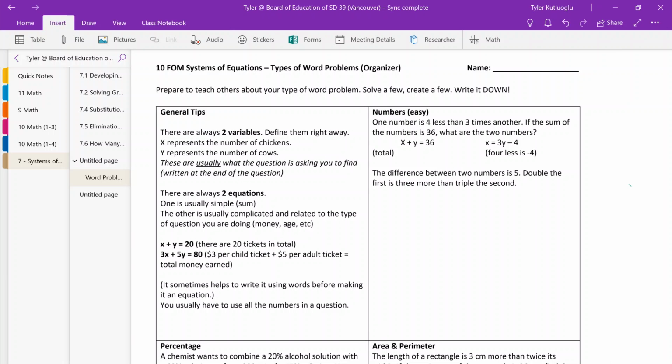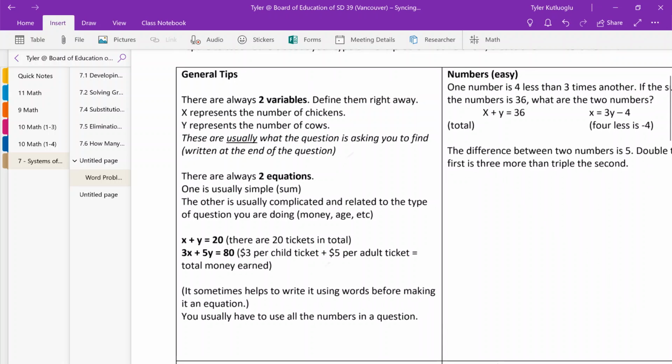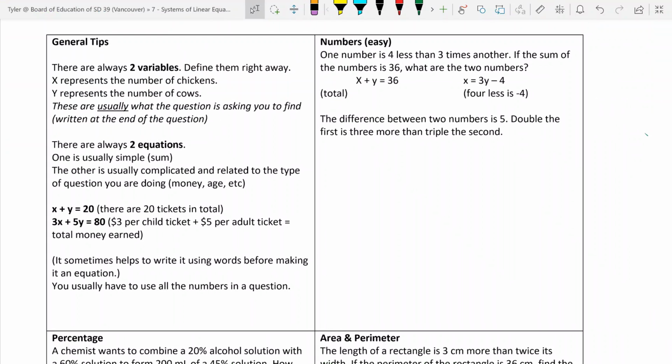All right, so for this unit, we're going to be looking at a lot of different types of word problems when we're dealing with these systems, which, remember, is two equations of lines, and we want to find that point of intersection where they cross. So in word problems, I want to talk about some general tips and some of the basic word problems that you're going to see. In the other videos, I'll cover the other topics like percentage and area and perimeter, stuff like that. So the general tips for this, let's open this up.